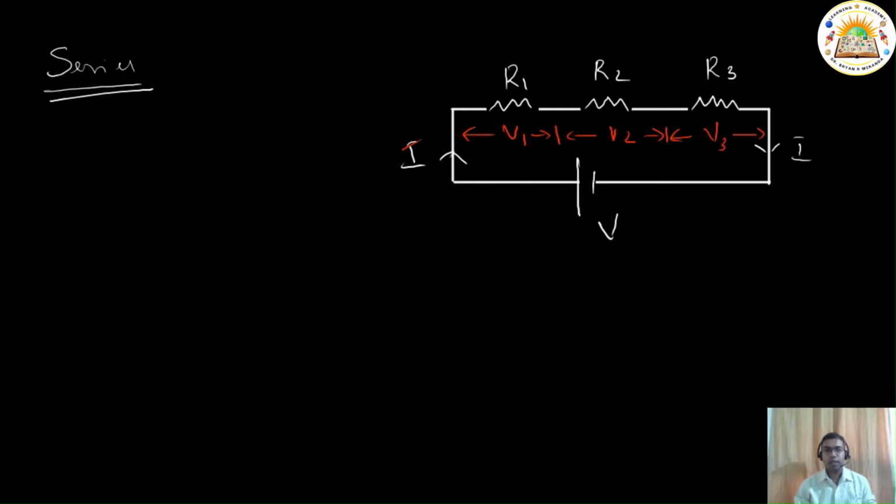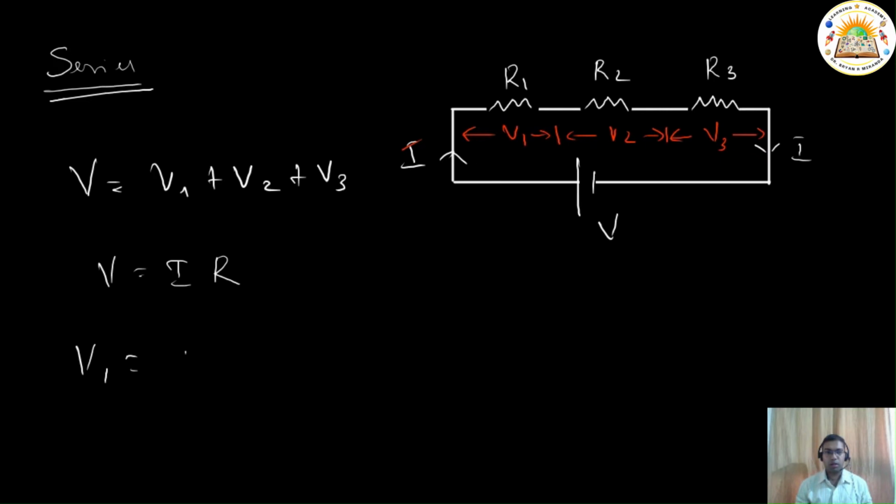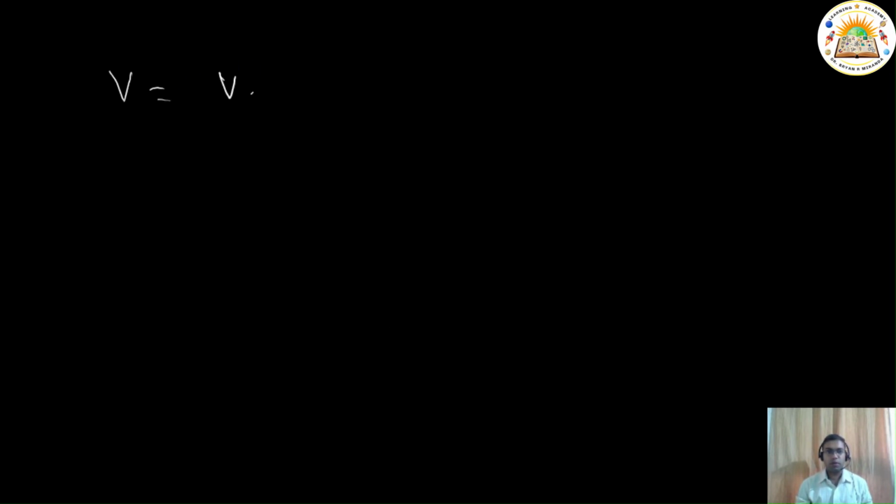So we can go ahead and tell that the total potential difference that is there, V is equal to V1 plus V2 plus V3. And since V is equal to IR, what we can do is we can do the substitution, because if you see, V1 is nothing but IR1, V2 is equal to IR2, V3 is equal to IR3. So I go ahead and substitute in V is equal to V1 plus V2 plus V3.